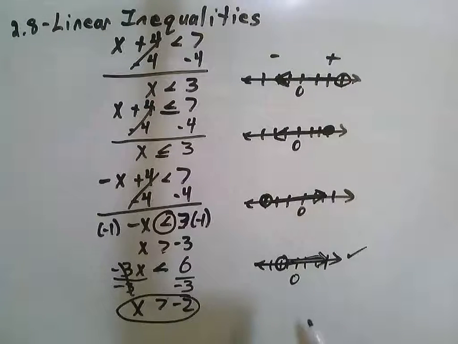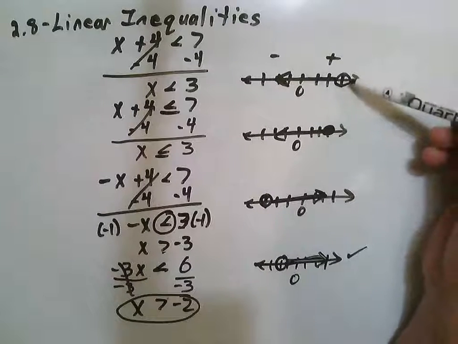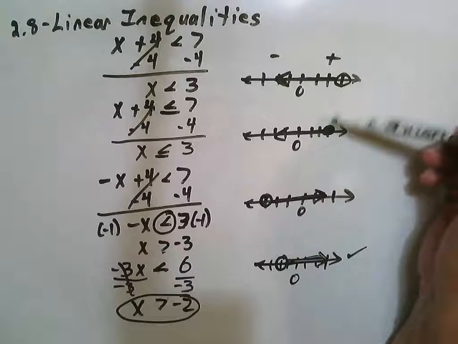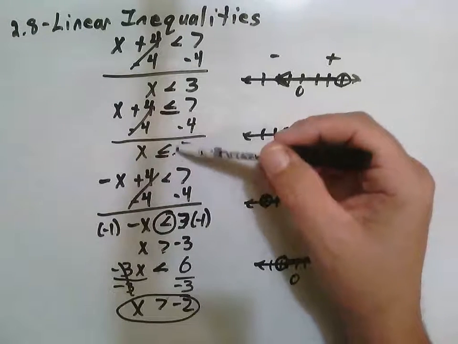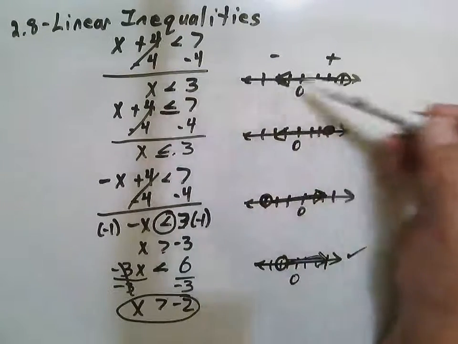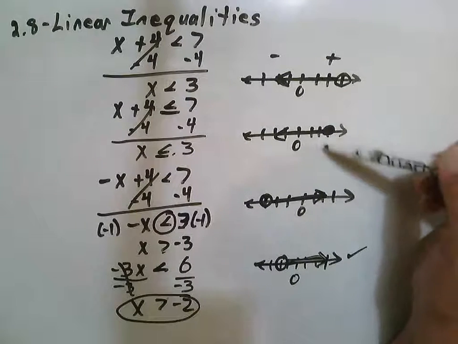So these ones are fairly simple. The only challenge to this, really, or rather the only 2 steps on this, is: is it open or closed? Is it greater than or equal to? Does it have a line underneath it or it doesn't? If it doesn't, then it's an open circle. If it does, then it's a closed circle.